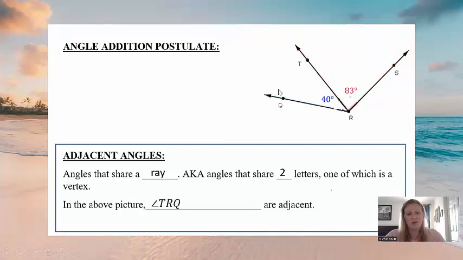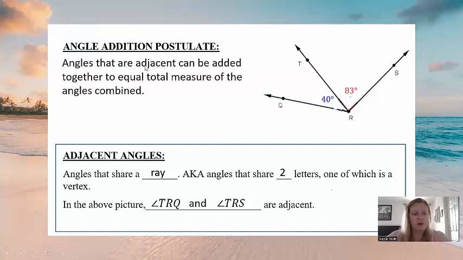And that's what we would write. We would write that angle TRQ and angle TRS are adjacent. So the angle addition postulate says that when you have adjacent angles, you're allowed to add them together, and that will equal the total measure of the angles combined. So it's a lot easier to show you with pictures than it is to try to describe it in words. And this is how our textbook usually writes it, so I'd like to show you what it's saying.